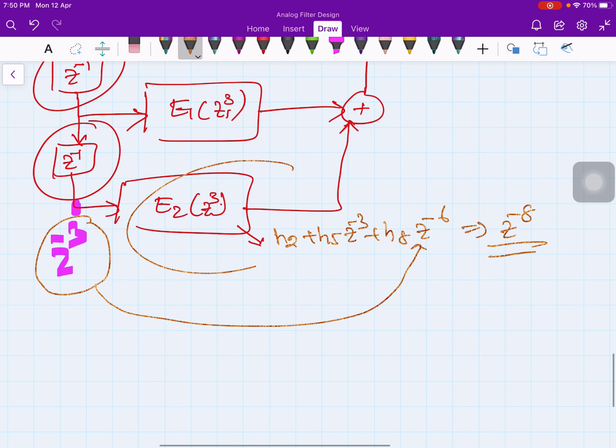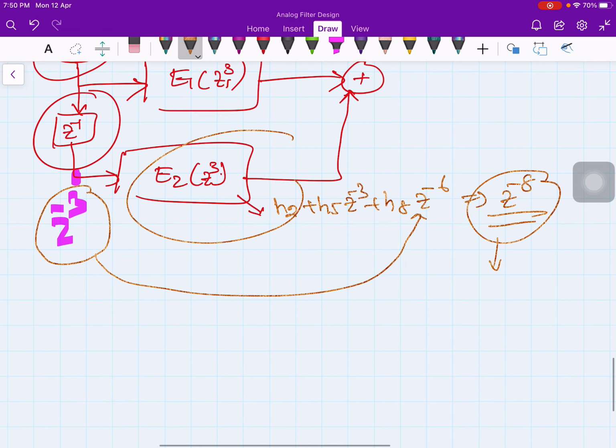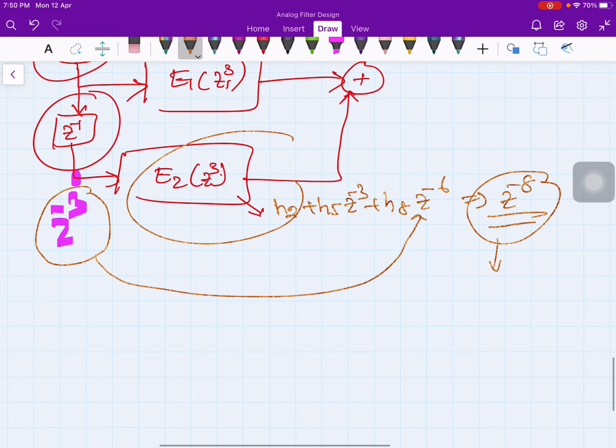Okay, if you take this path, again you need 8 delays. 8 delays means the speed is not increased. So you can also appreciate that the total number of delays required in the implementation of polyphase decomposition is much greater. Okay, why? It is much greater than in direct realization or cascade realization.